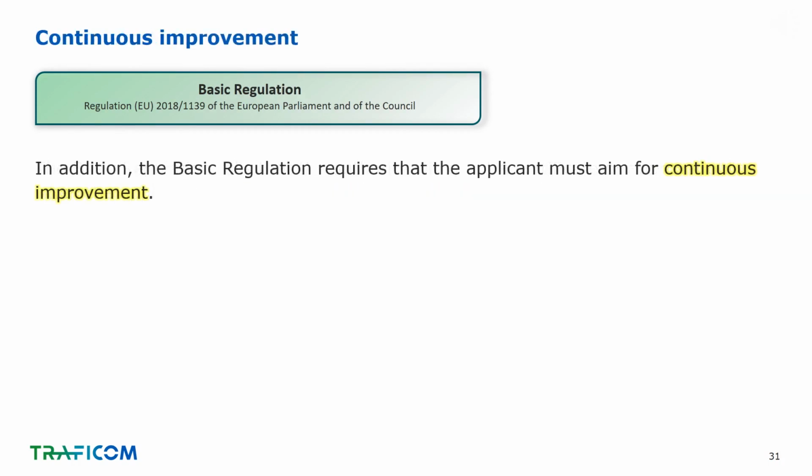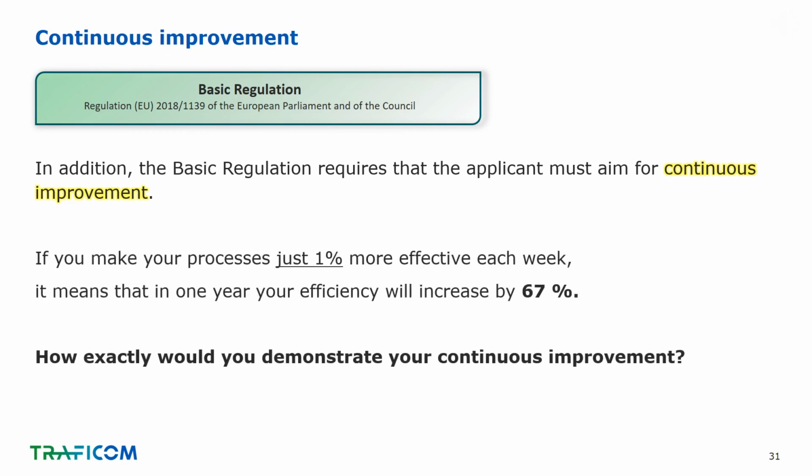And a word of encouragement on how even small improvements pay off. The basic regulation requires continuous improvement. Indeed, there is always room for improvement. Continuous and even small enhancements will save your time and money and improve your compliance remarkably in the long run. How would you demonstrate that you are doing continuous improvement? Again, something should be measured either in qualitative or quantitative terms. This video should have given more ideas and answers to this question.